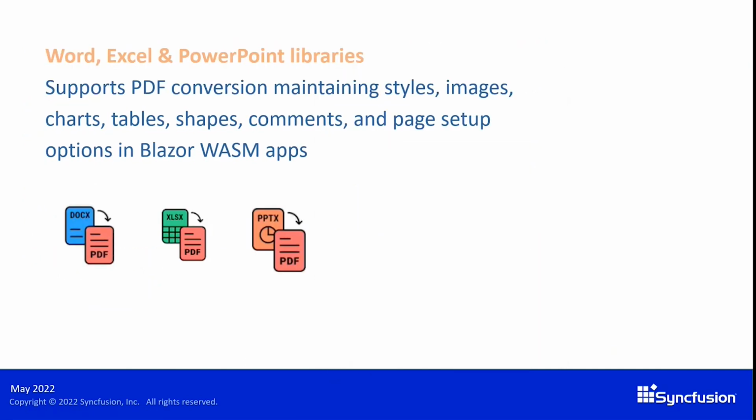And next to the Word, Excel, and PowerPoint libraries, all these three libraries now support PDF conversion in Blazor WASM applications. While performing such conversions, you can also retain the same styles. For example, if you are converting the Word document into PDF, whatever styles, comments, or images you have added in your Word document, you can maintain the same styles in your converted PDF document as well. So these are the new updates for Blazor components.